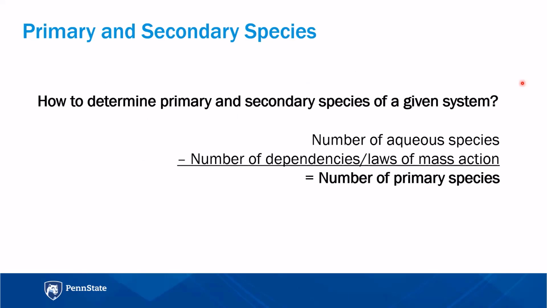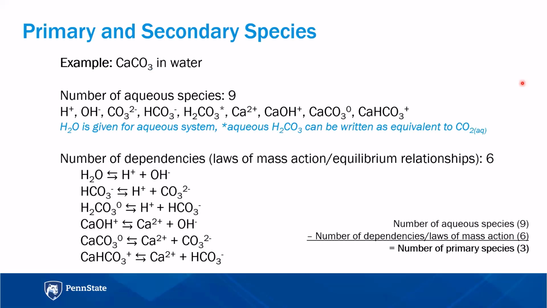Now, in order to determine the primary and secondary species of a given system, you can take the total number of aqueous species in that system, subtract the number of dependencies or laws of mass action between those species, and that gives you the total number of primary species that you need to define. So let's go through an example. So here we have calcium carbonate in water, and we can start by listing out all of the aqueous species that can form in this system.